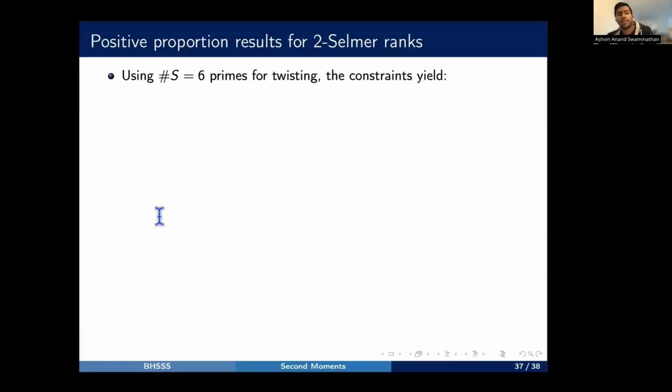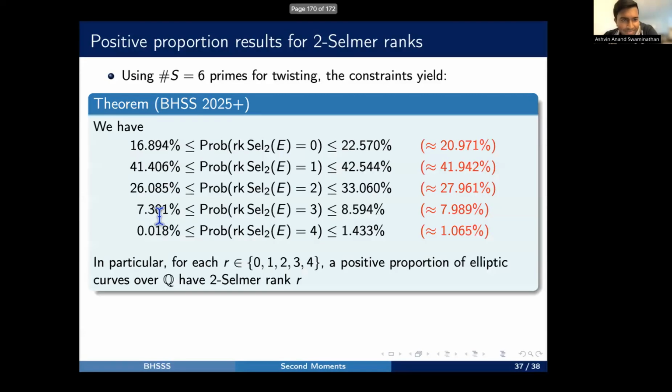So taking 6 primes for twisting, we get the following result. We see that for every R from 0 up to 4, a positive proportion of elliptic curves over Q have 2-Selmer rank R. This is just by combining all the constraints that you get from averages, second moments, Poitou-Tate duality, everything put together. So for example, you see that at least 16% of elliptic curves have 2-Selmer rank 0.